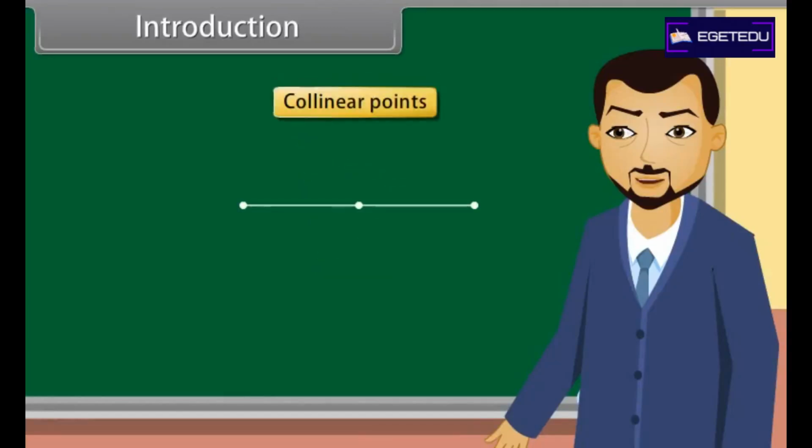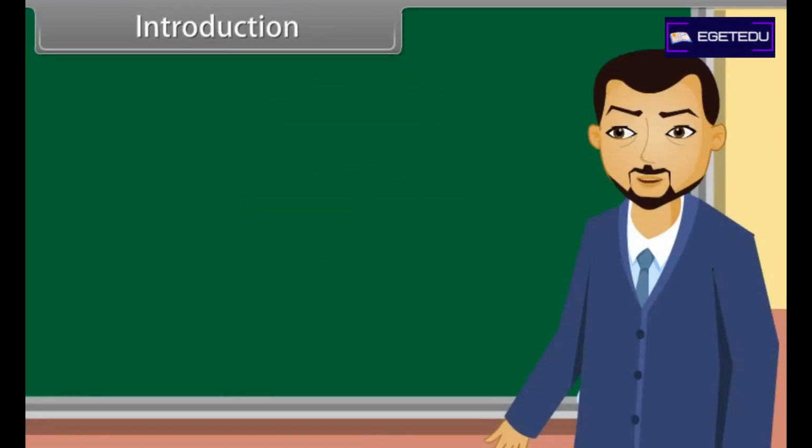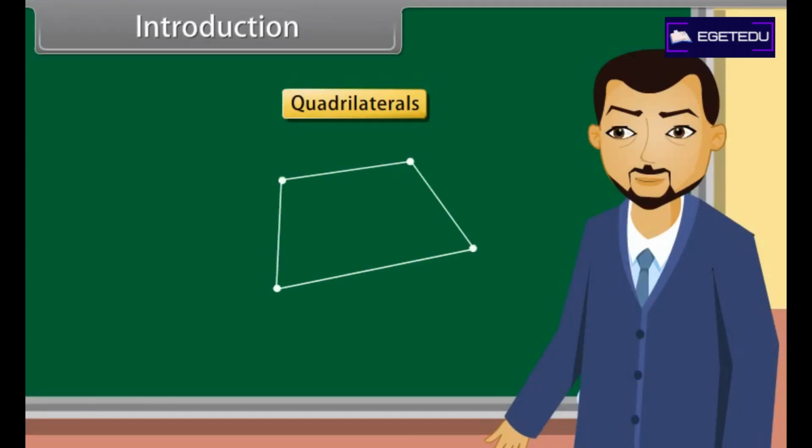We also get collinear points. Today we'll study about quadrilaterals. A quadrilateral is formed when we join 4 points.